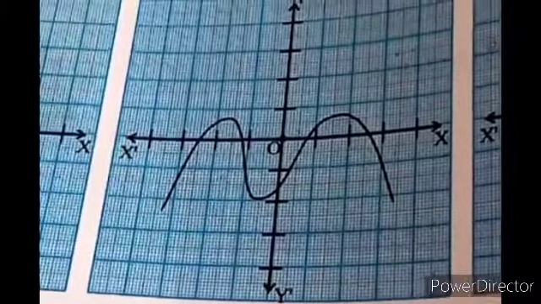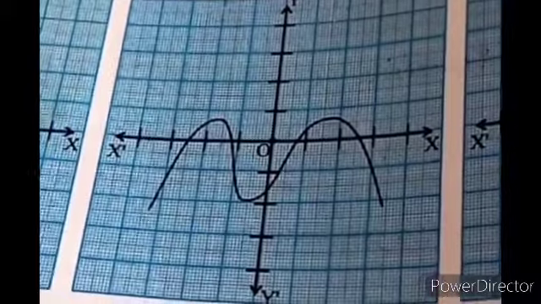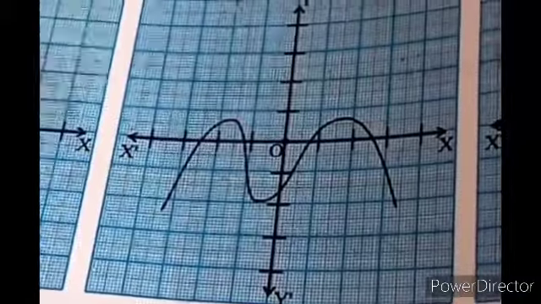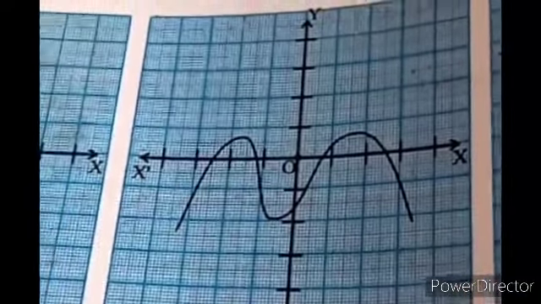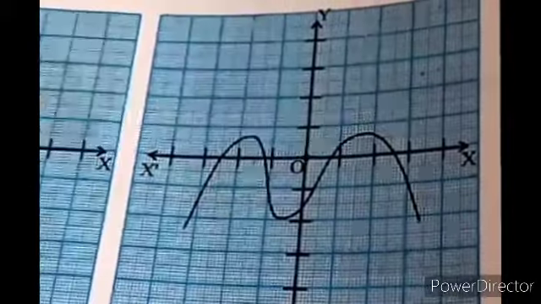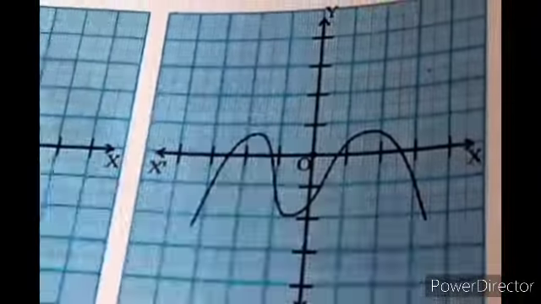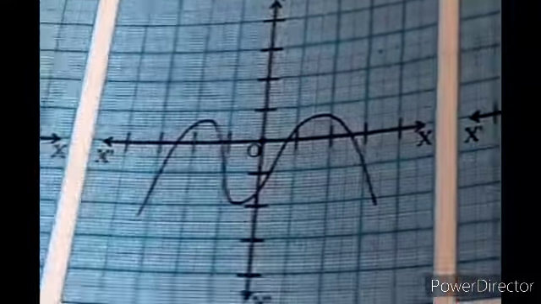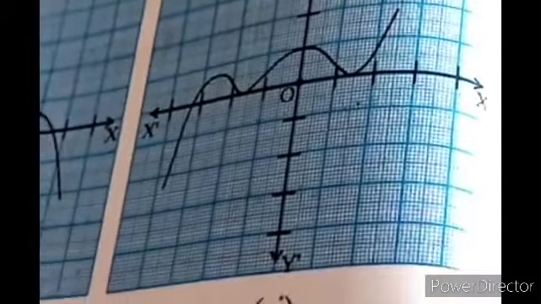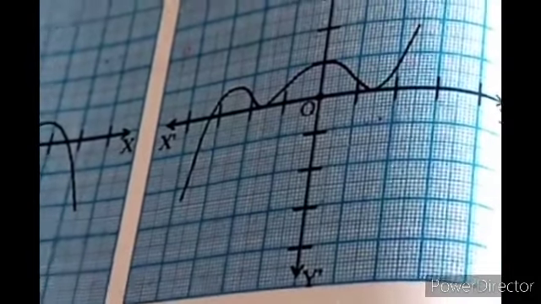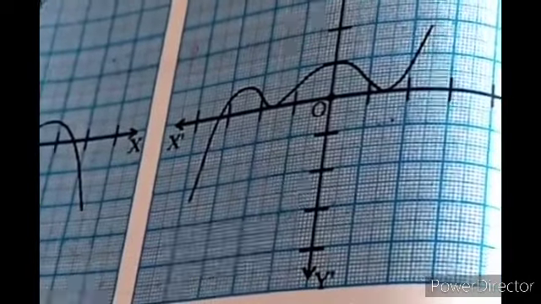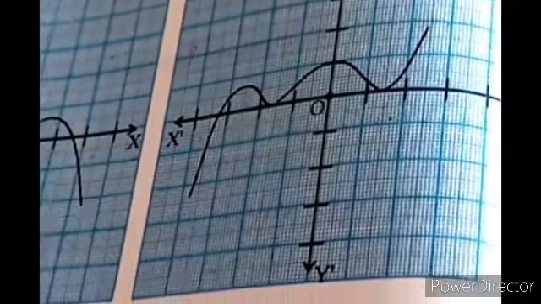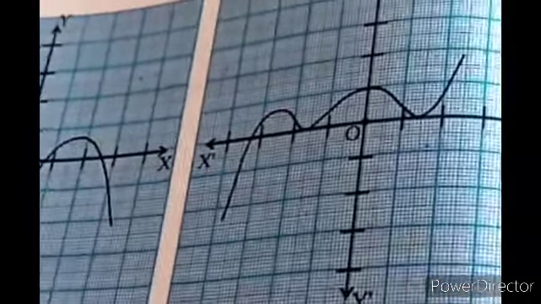That means it is a biquadratic polynomial. In the previous class we discussed: if degree is 1, linear polynomial; degree 2, quadratic polynomial; degree 3, cubic polynomial; degree 4, biquadratic polynomial. So it has 4 zeros, that's why it is a biquadratic polynomial. Next, the sixth one touches at 3 points. Immediately when it touches the x-axis, it increases. That means it has only 3 zeros.